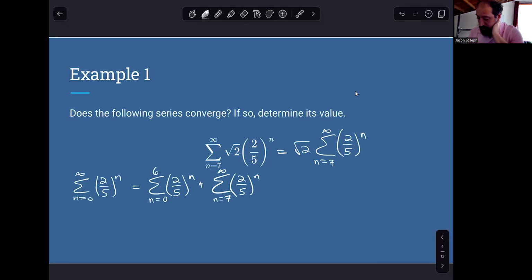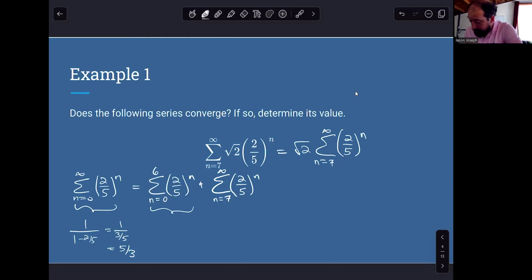So that means we have to figure out what the other two unknowns are, right? So a for this series is 1. r is 2/5, which is less than 1. So it converges to 1 over 1 minus 2/5, which is 1 over 3/5, which is 5/3. So the whole sum from 0 to infinity is 5/3. And then this is a finite sum, and we just have to add it up.